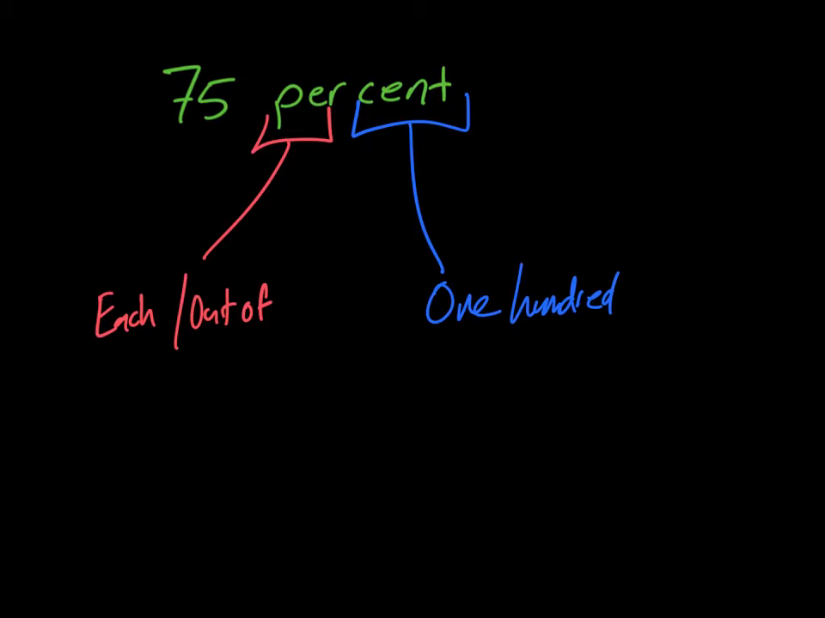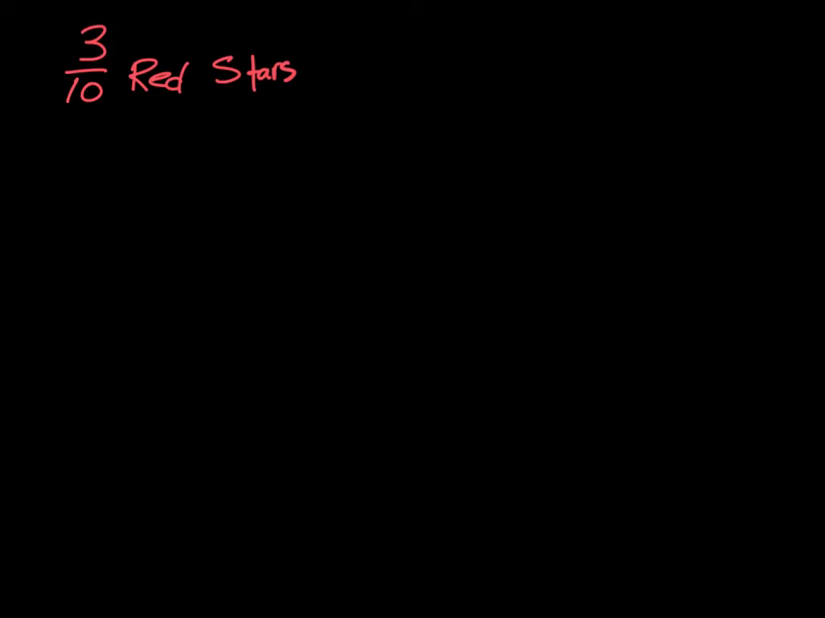So let's look at an example. We said earlier that 3 out of every 10 stars that we drew were red. So we can say 3/10 of the stars are red stars. And there are 2 ways that we can turn this into a percentage. We can say that we have our 3/10, and because it's parts out of 100, we know we want our denominator to be out of 100.